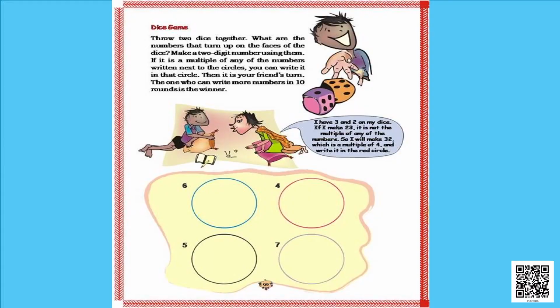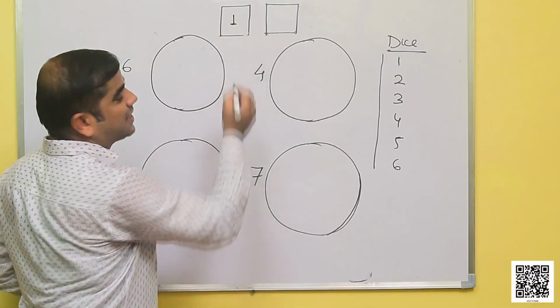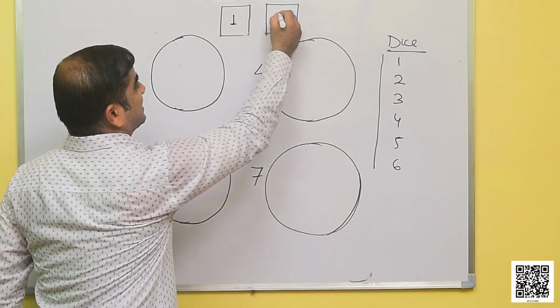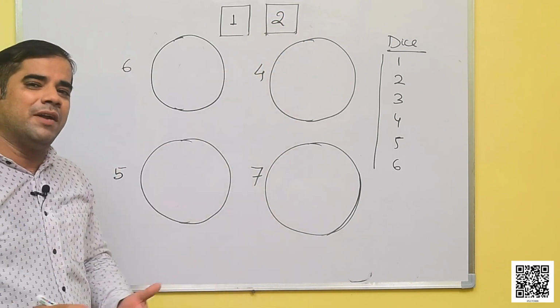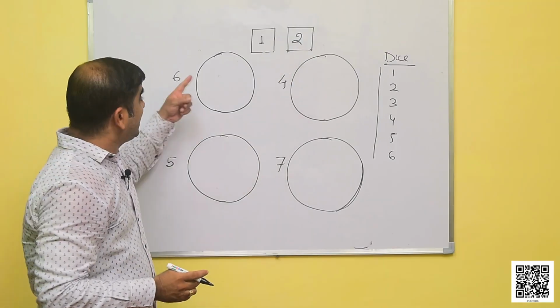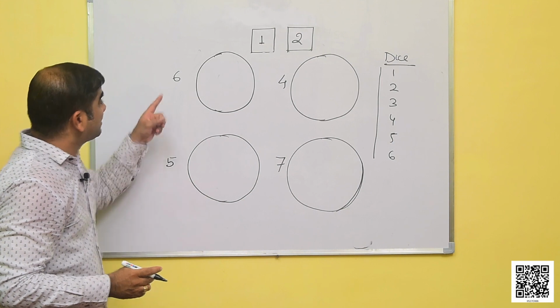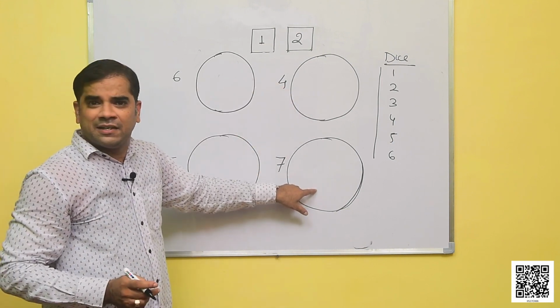Students, when we roll 2 dice, each dice gives us a number. The numbers may be the same or different. For example, if the first dice gives us 1 and the second dice gives us 2, we get a 2-digit number, 12. Now, think: this number 12 lies in which of the tables? 6, 4, 5 and 7.